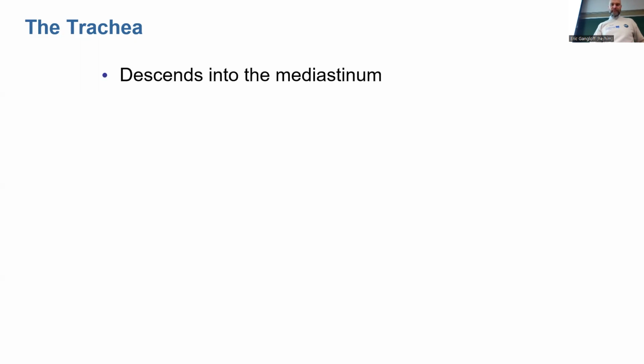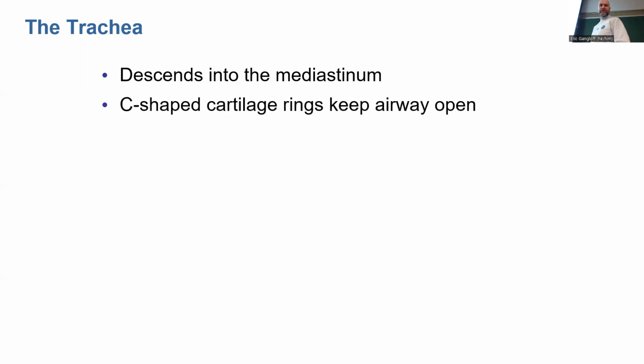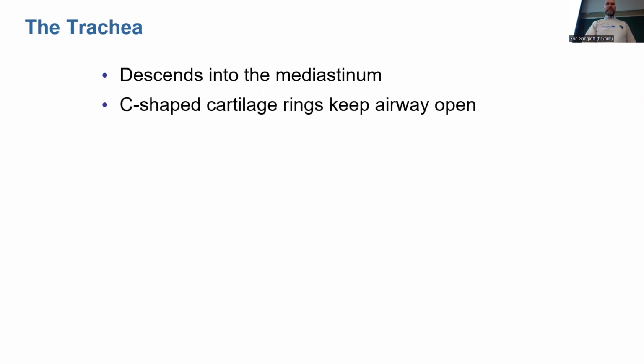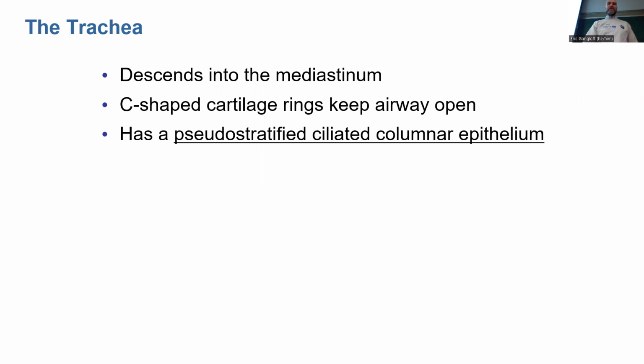The trachea descends inferiorly from the larynx and into the mediastinum. Remember, this is the cavity in your thoracic cavity that includes the heart and some of the surrounding tissues associated with the heart. It's nestled between your lungs and includes the trachea. As you know, it has these cartilaginous rings that keep it open, and it's lined with pseudostratified ciliated columnar cells, as we mentioned earlier.